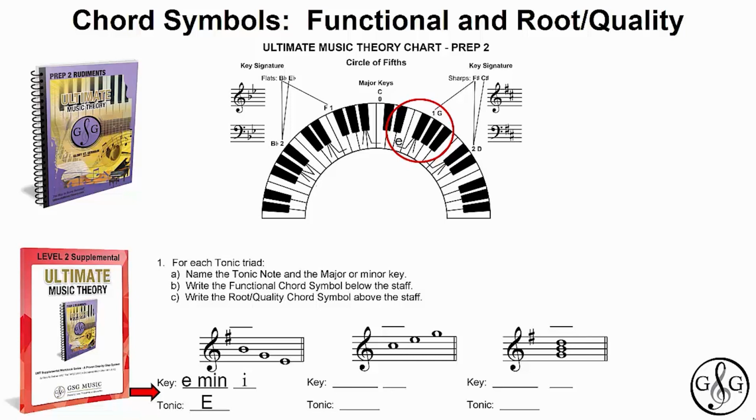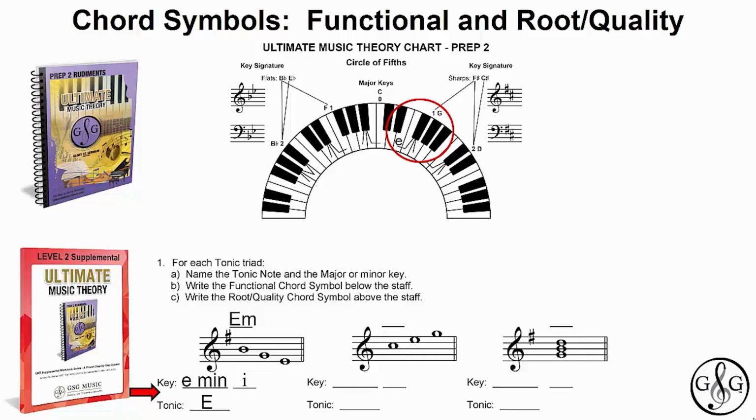Question number 1C, I should say. Write the root quality chord symbol above the staff. An uppercase letter is used to identify the root in a root quality chord symbol, as the root is a letter name. An uppercase letter followed by a lowercase m indicates a minor triad. So here the root is E and the quality is m for minor. So that's Em. Let's do the next one together.